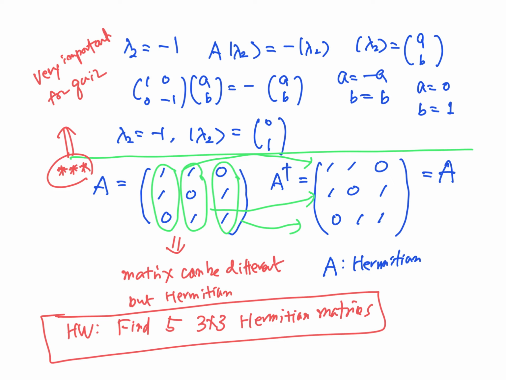You can Google, Wikipedia, or maybe you can ask ChatGPT. Find 5 3 by 3 Hermitian matrices. I think ChatGPT is smart enough to produce maybe even 10. I used to Google all the time, but these days when I want to ask something, I also ask ChatGPT sometimes. So for this kind of problem, probably ChatGPT is the best source. Just ask, find 5 3 by 3 Hermitian matrices.